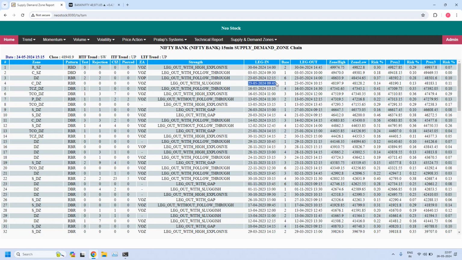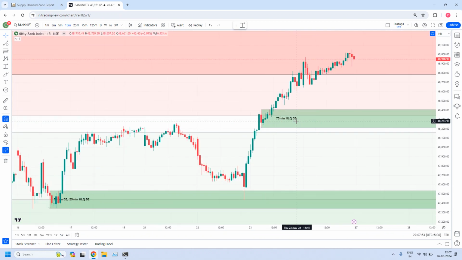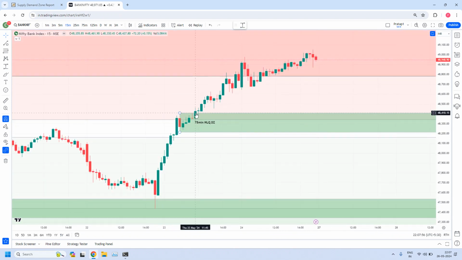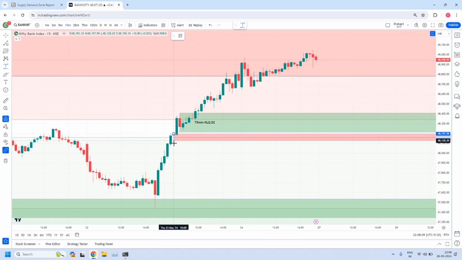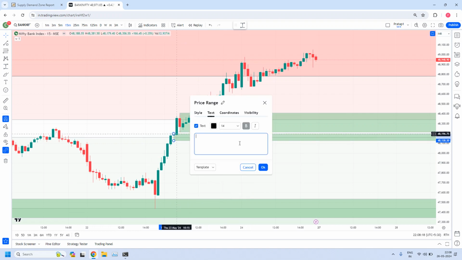23rd, 9:45, 1 base candle. This is the one, rally, base, rally. Just below the 75 minutes high liquidity demand zone, institutions kept this order flow. Maybe this could be a bear trap. This is the 15 minutes high liquidity demand zone.